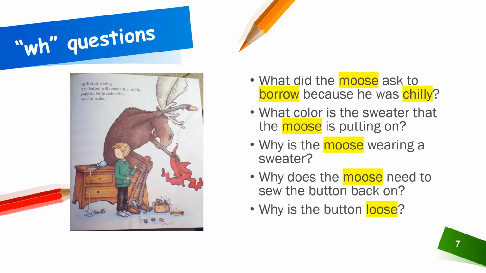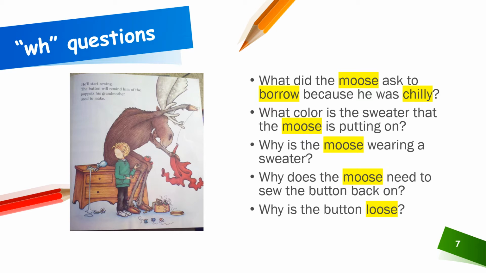So for this section of the WH questions, we're going to look at the page. We're going to read the page, and then we're going to see if the questions align. For this page, it says, he'll start sewing. The button will remind him of the puppets his grandmother used to make.